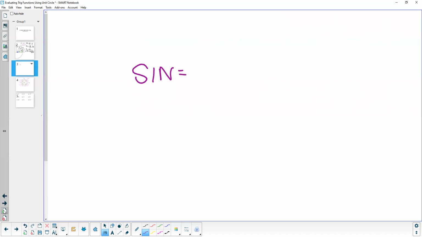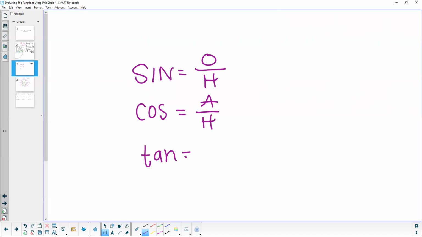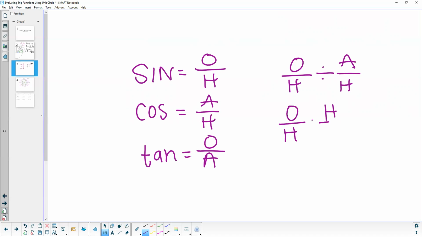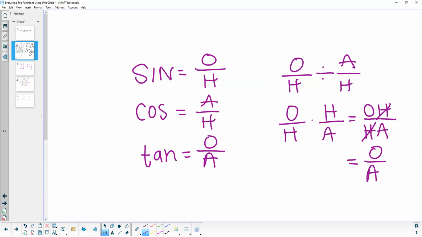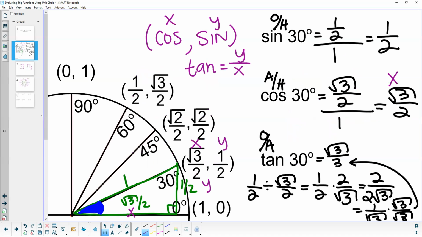If sine is the same as opposite over hypotenuse, and cosine is the same as adjacent over hypotenuse, then tangent, we're told, is opposite over adjacent. Well, if we take the opposite over the hypotenuse and divide it by the adjacent over the hypotenuse, we end up getting the opposite over the hypotenuse times the hypotenuse over the adjacent, or opposite times hypotenuse over hypotenuse times adjacent. Those hypotenuses can simplify, and we get opposite over adjacent. So that proves to us that sine over cosine is the same as tangent.